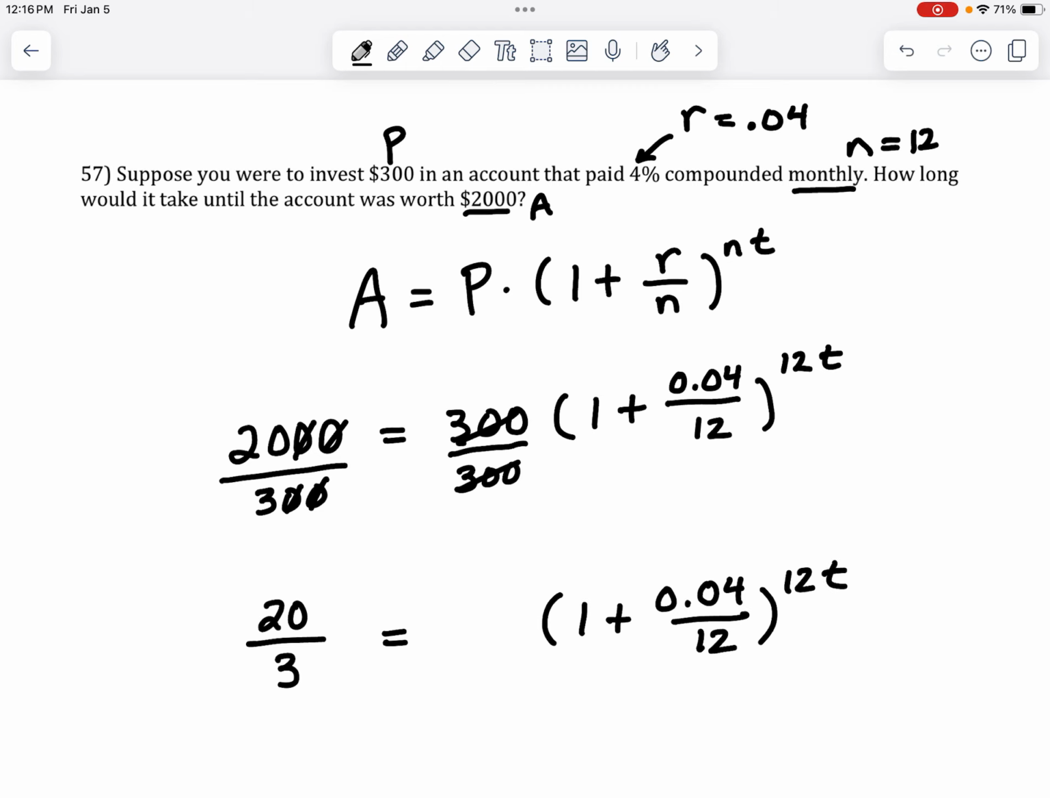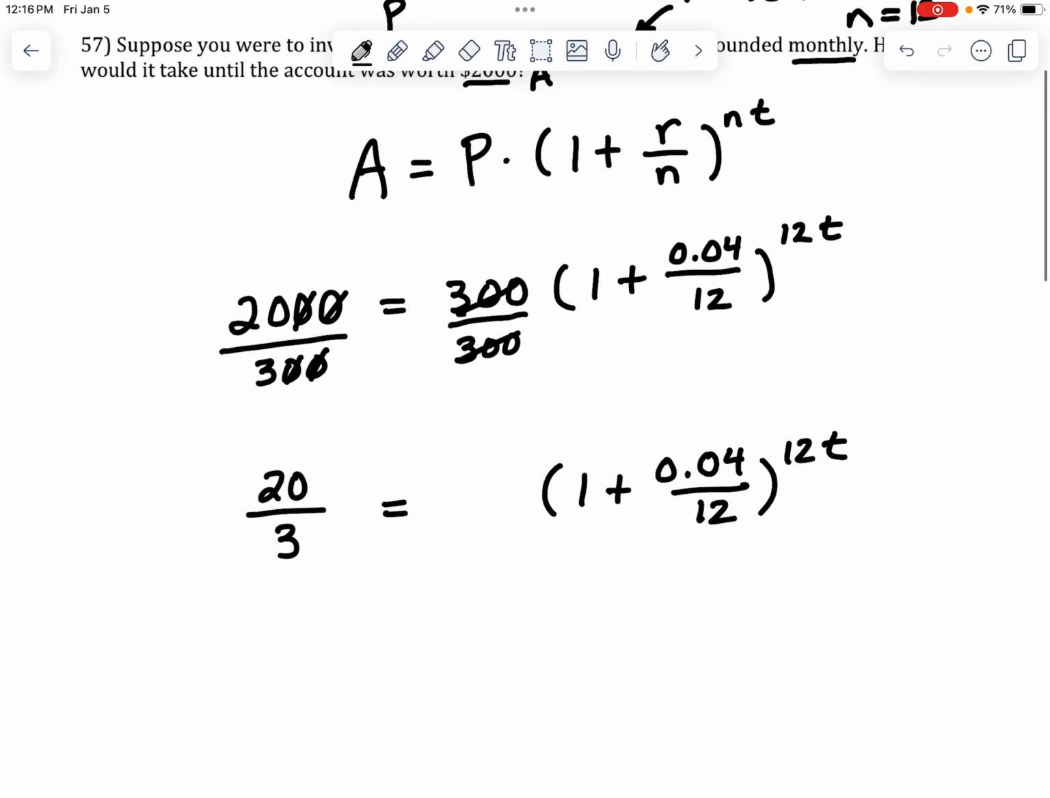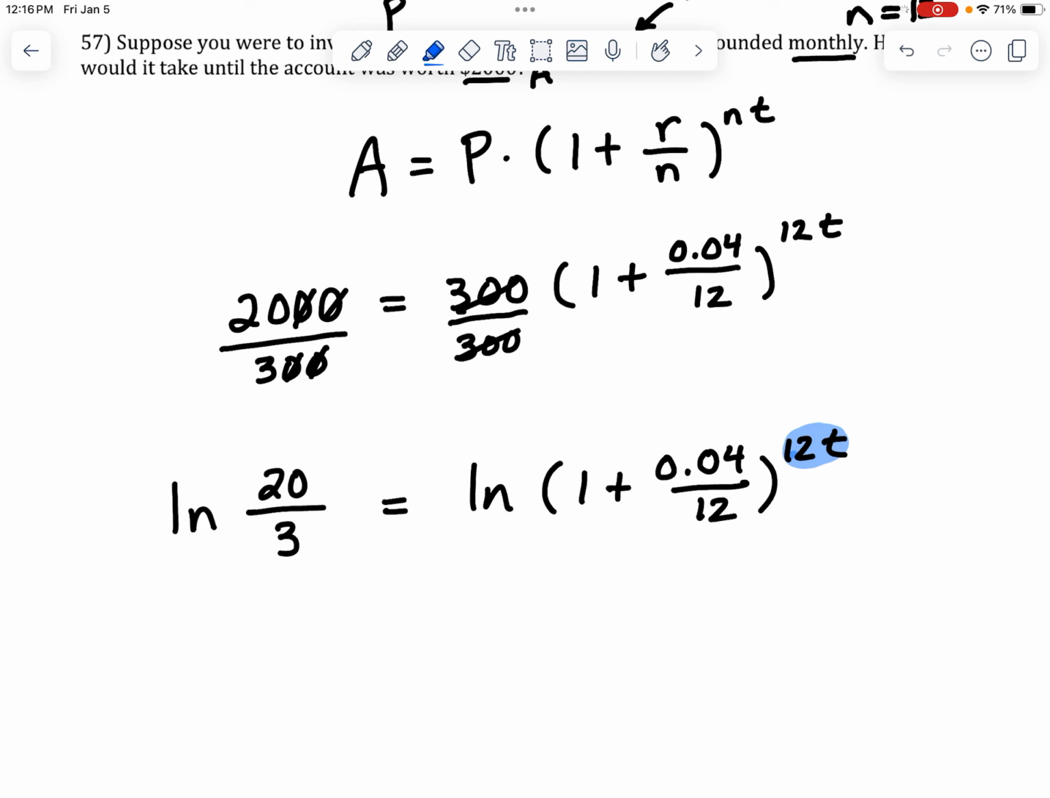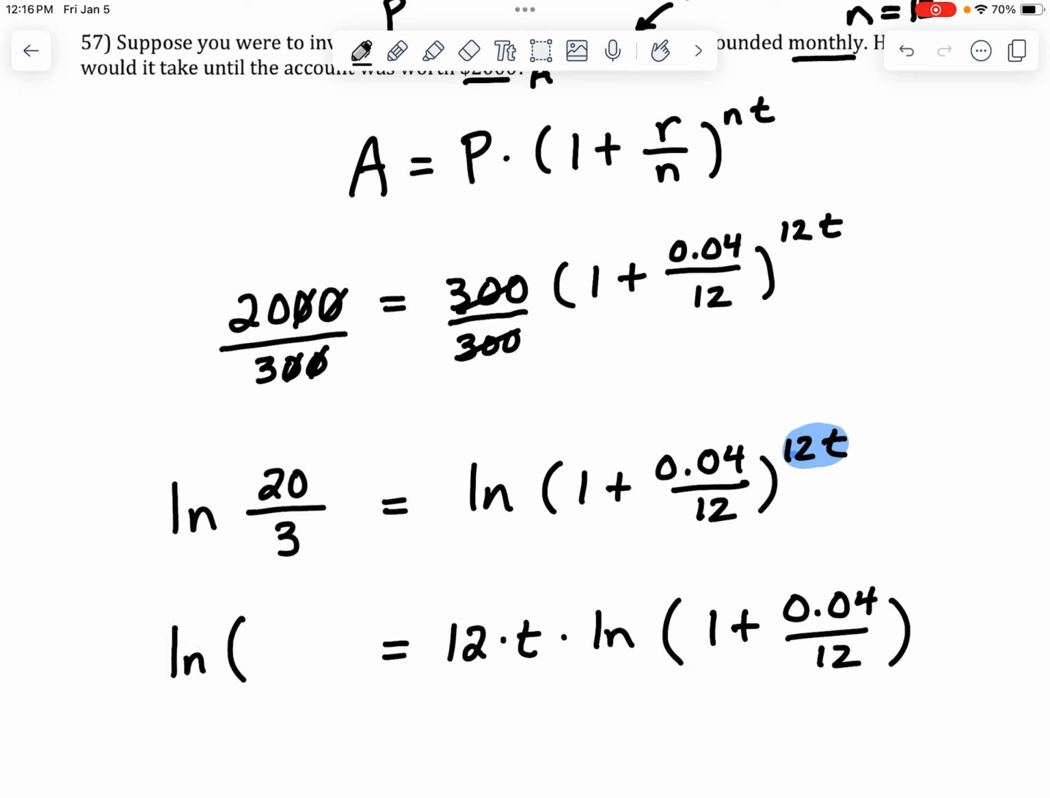All right, the next thing to do is take log of both sides. It's easiest to just use natural log of both sides. And the whole reason for doing that is because the exponent of 12t can now be put in front of the logarithm. So multiply 12t times the natural log of 1 plus the 0.04 divided by 12. And on this side, it's the natural log of 20 divided by 3.